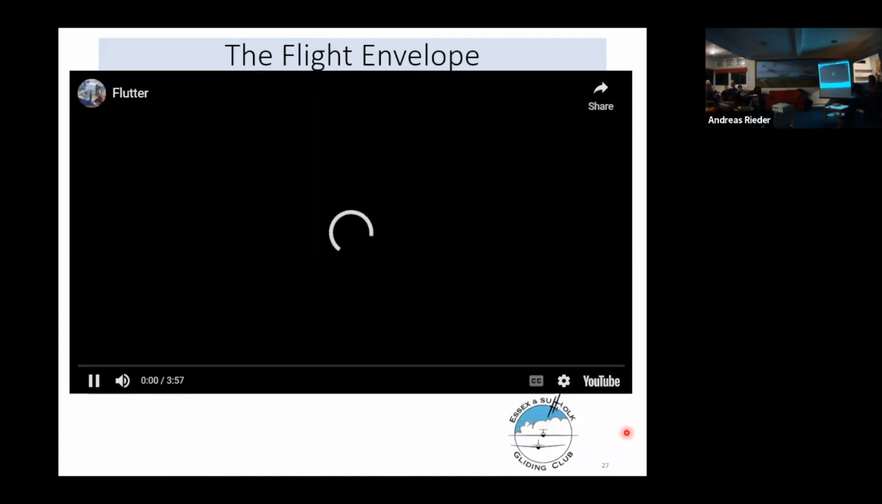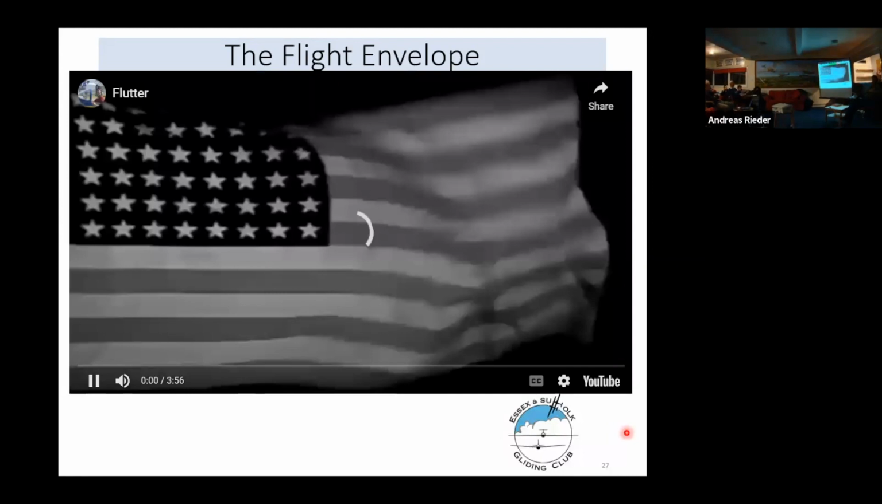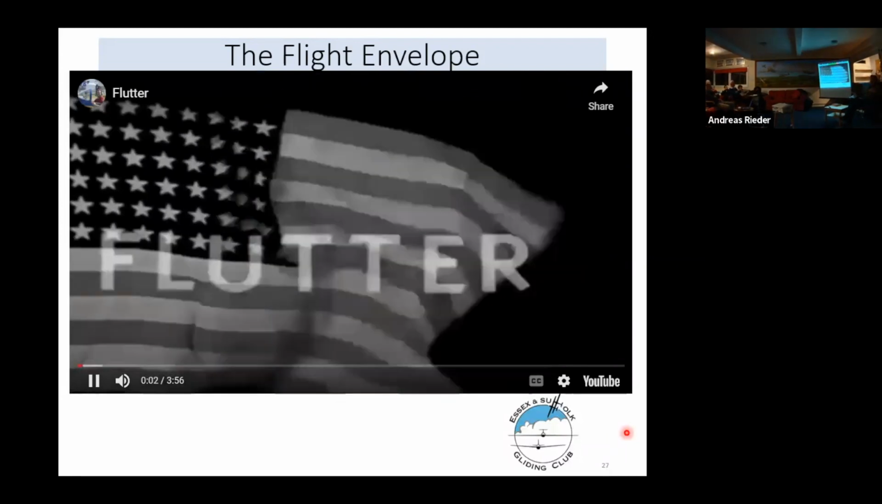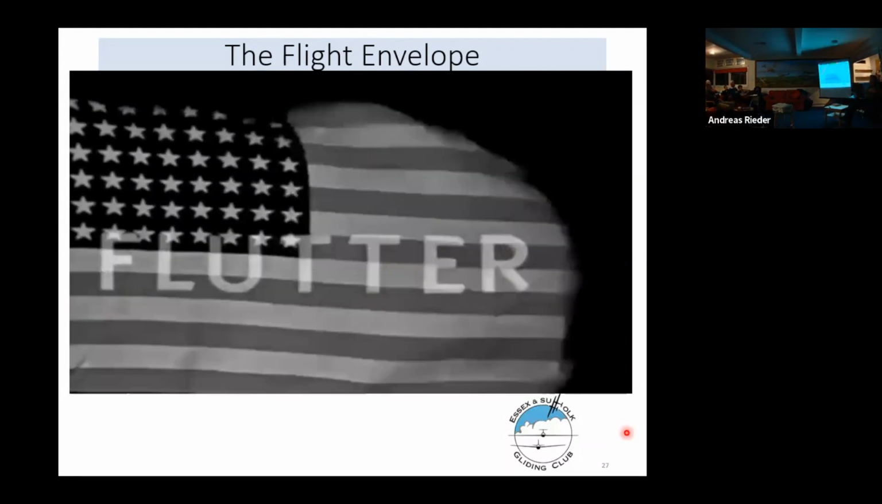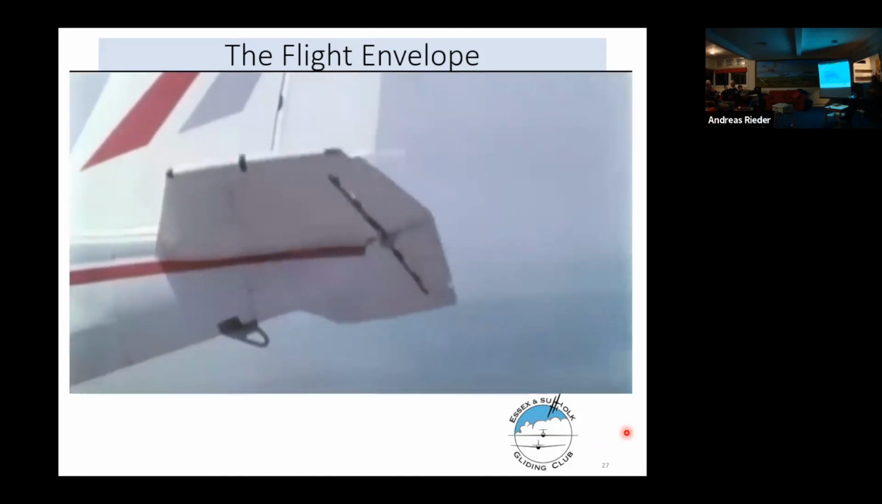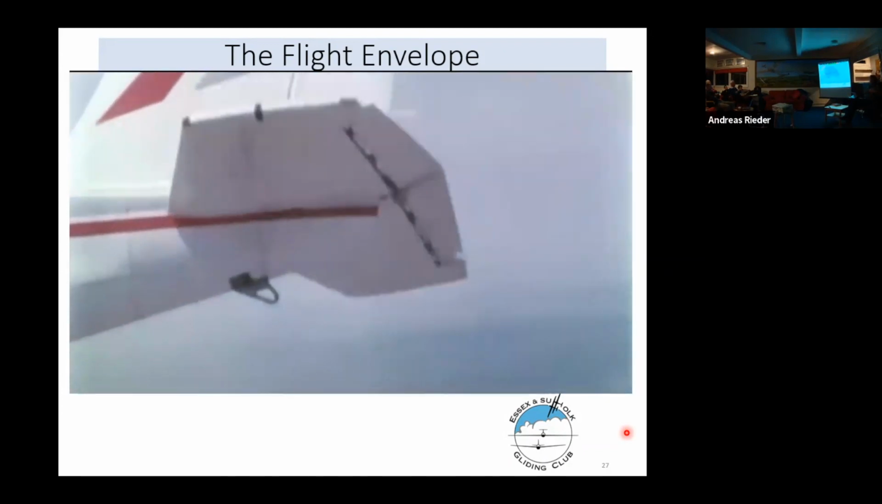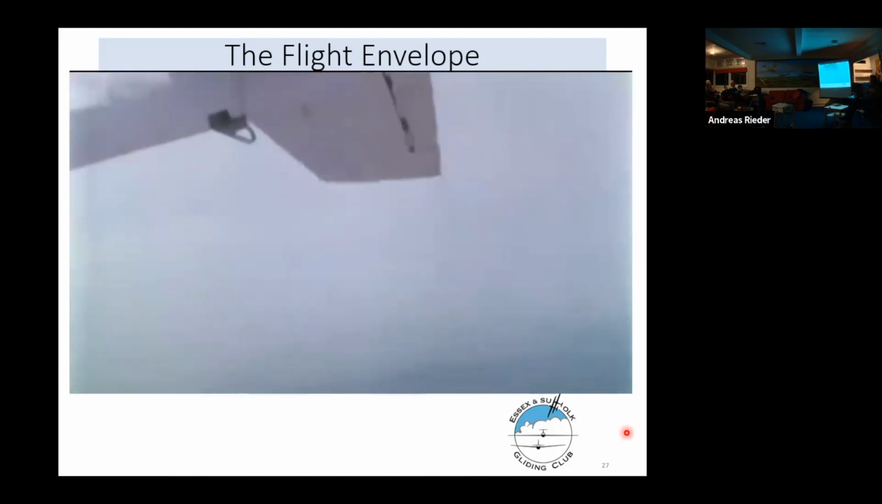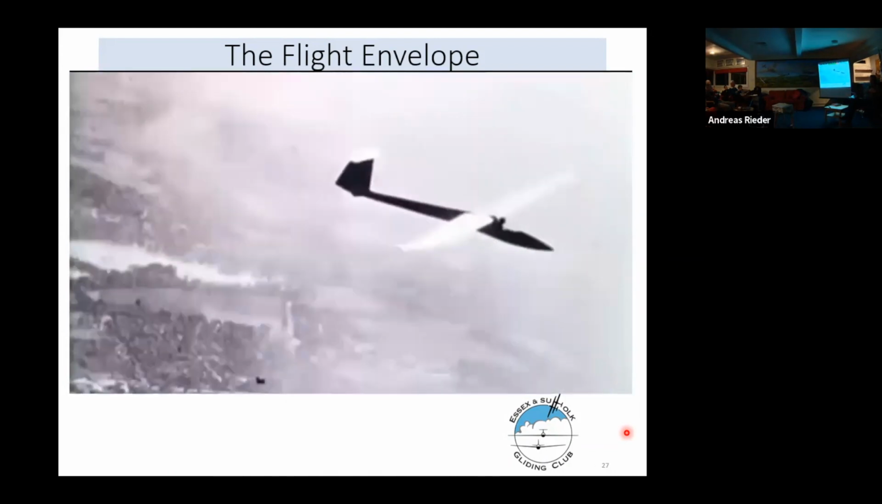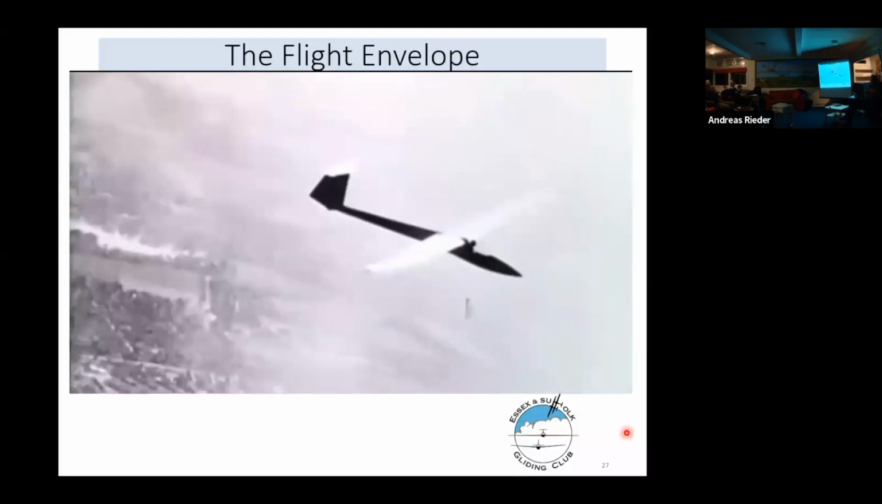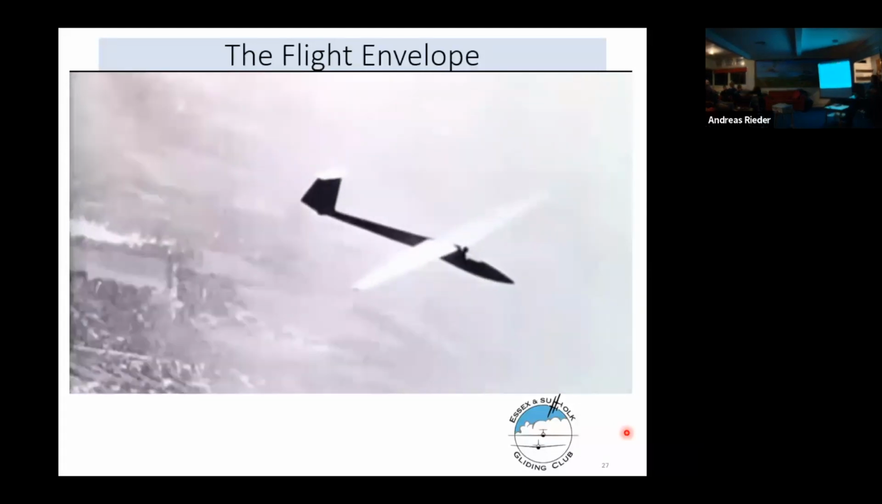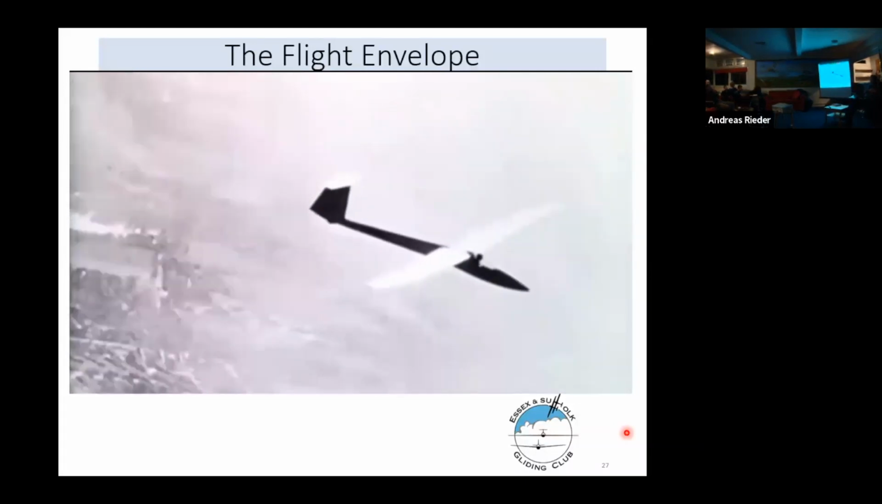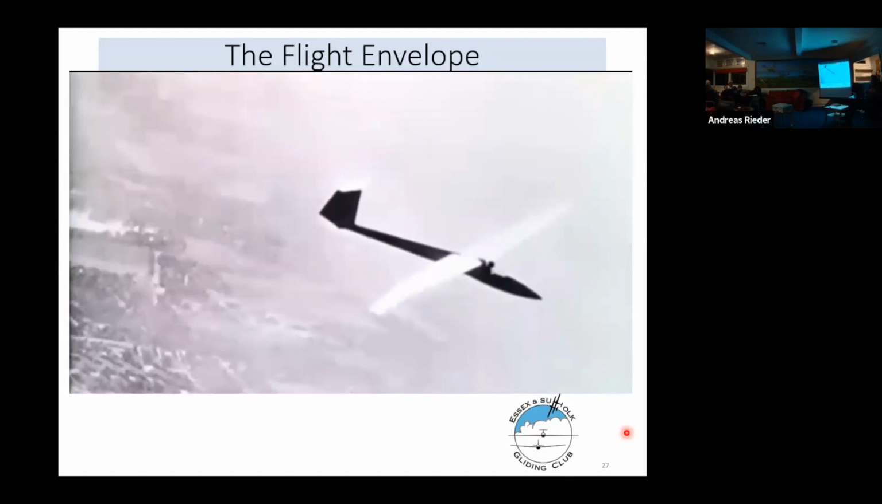This is a whole series of things fluttering. There's a flag fluttering. That's exactly what your control surfaces might do. There's a tailplane fluttering. I think I've done that too. Yeah, I think you did.